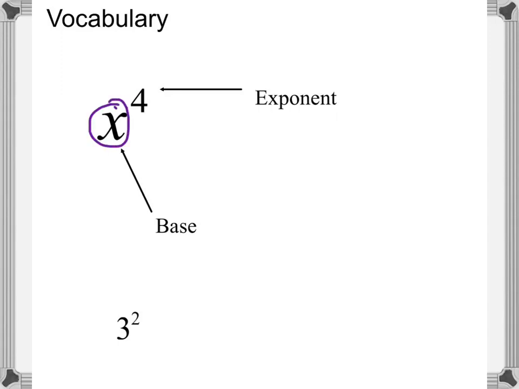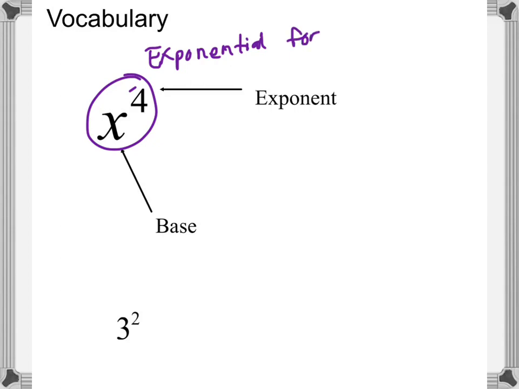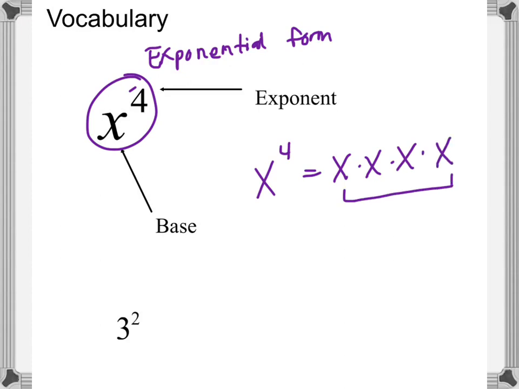Okay, so let's go over the vocabulary very quickly of a number raised to a power. Whatever's here in the lower part of the power is called the base, and this number up here is the exponent, and that tells us how many times the base has been represented in repeated multiplication. When it's in this form, it's called exponential form. As opposed to, let's say that x to the fourth represents x times x times x times x, x represented in repeated multiplication 4 times.